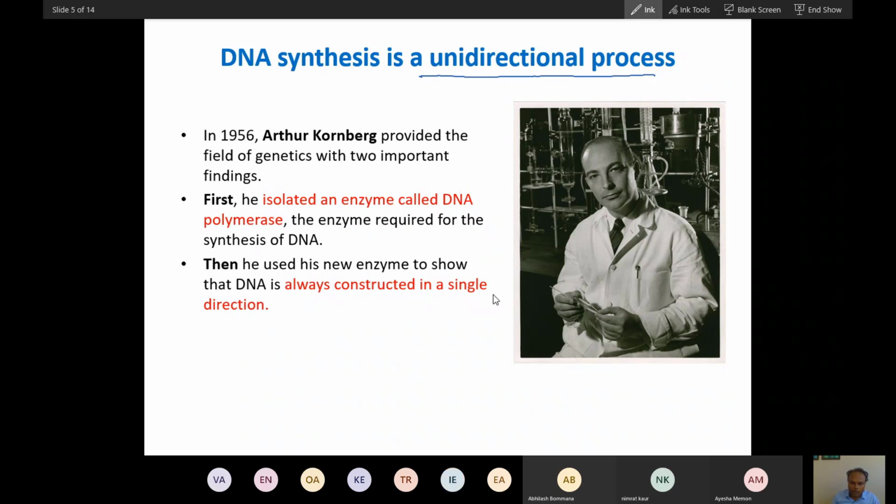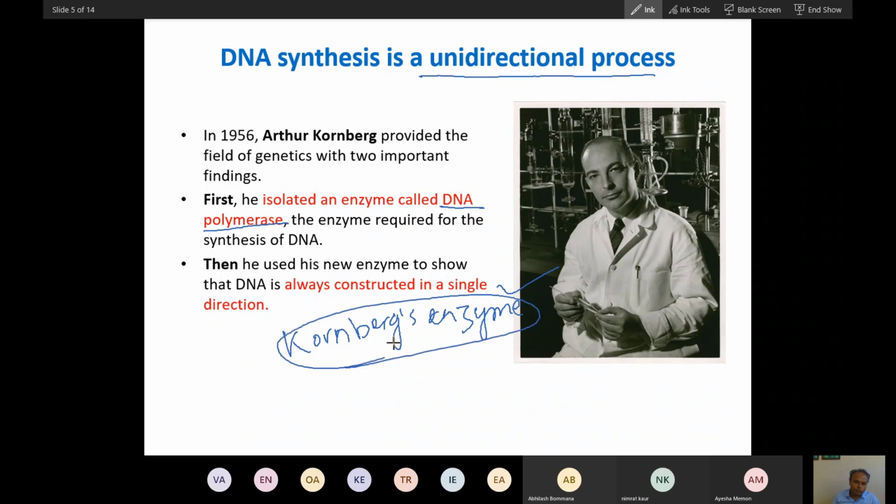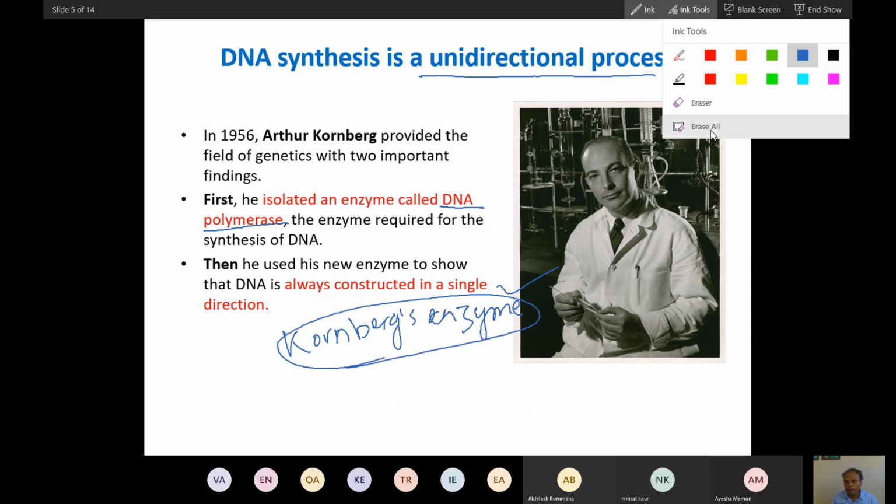And this is the scientist who identified DNA polymerase. He identified DNA polymerase, and that is why DNA polymerase is also called the Kornberg enzyme.